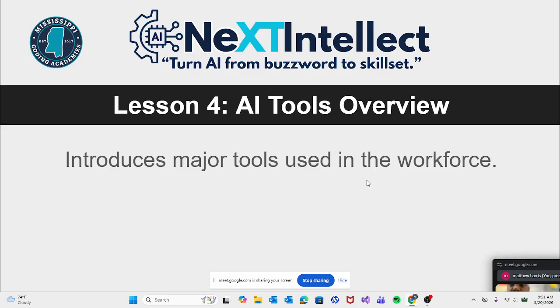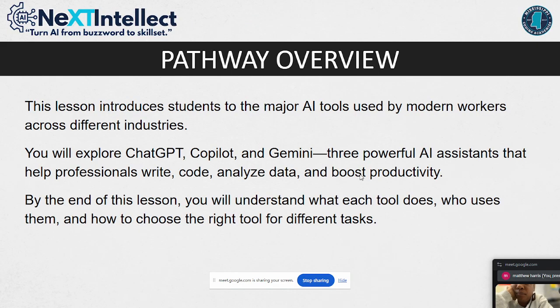So this is lesson 4 for module 1, AI Tools Overview, which introduces the major tools used in the workforce. This lesson will introduce students to the major AI tools used by modern workers across different industries. We'll explore ChatGPT, Copilot, and Gemini, 3 powerful AI assistants that help professionals write code, analyze data, and boost productivity. By the end of this lesson, you will understand what each tool does, who uses them, and how to choose the right tool for different tasks.